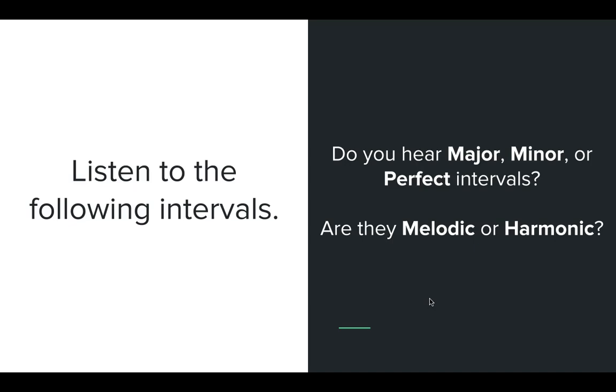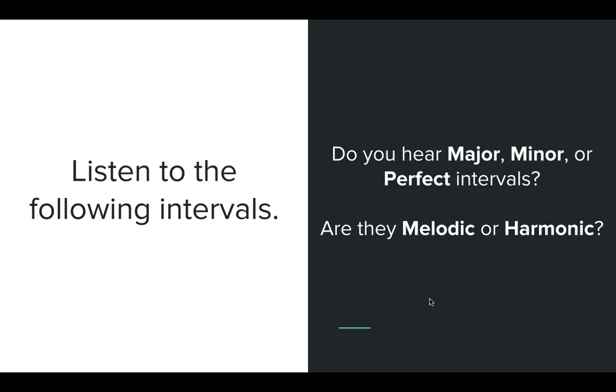So you ask yourself, does that have a bright, happy sound to it? Does it have a sad quality? Or does it sound heroic? And indeed it does possess a heroic sort of quality, so that interval must be perfect.